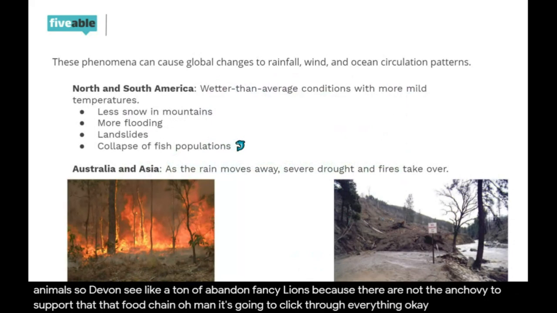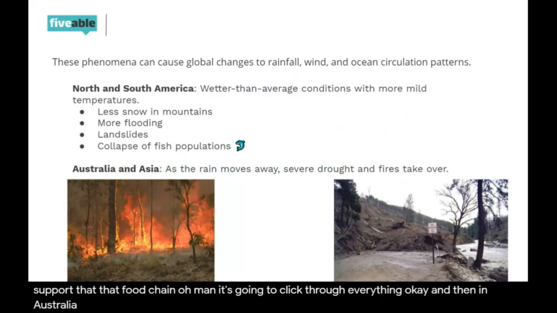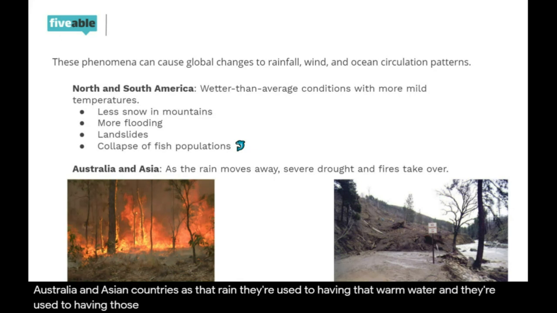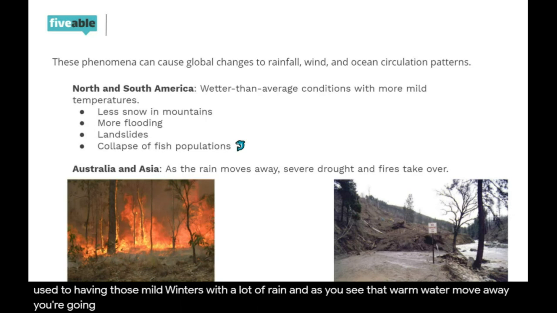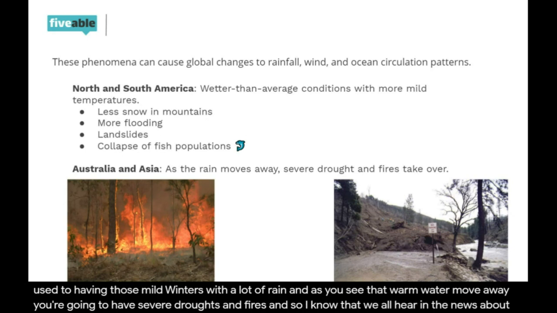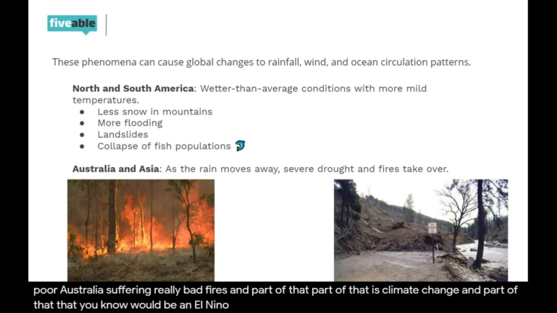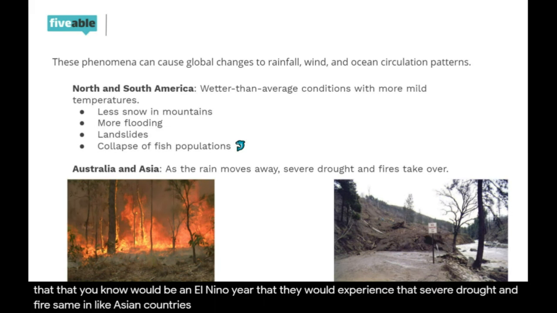Okay. And then in Australia and Asian countries, they're used to having that warm water. And they're used to having those mild winters with a lot of rain. And as you see that warm water move away, you're going to have severe droughts and fires. And so I know that we all hear in the news about poor Australia suffering really bad fires. And part of that is climate change. And part of that would be an El Nino year that they would experience that severe drought and fires. Same in Asian countries, or even in India, it would impact that way.